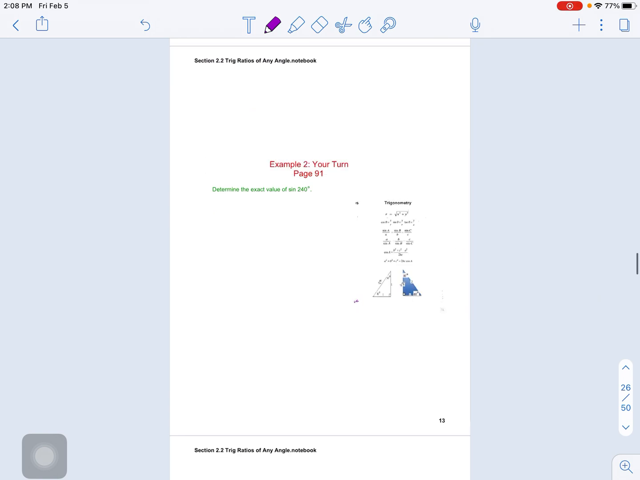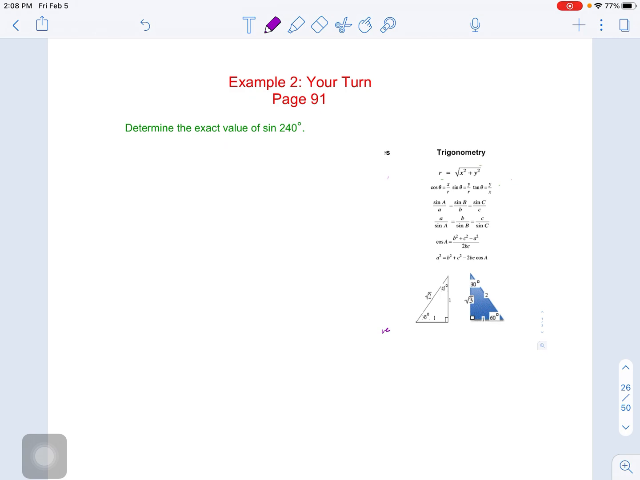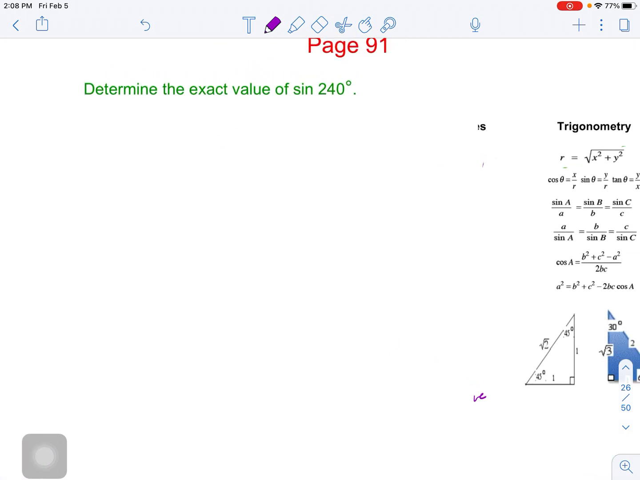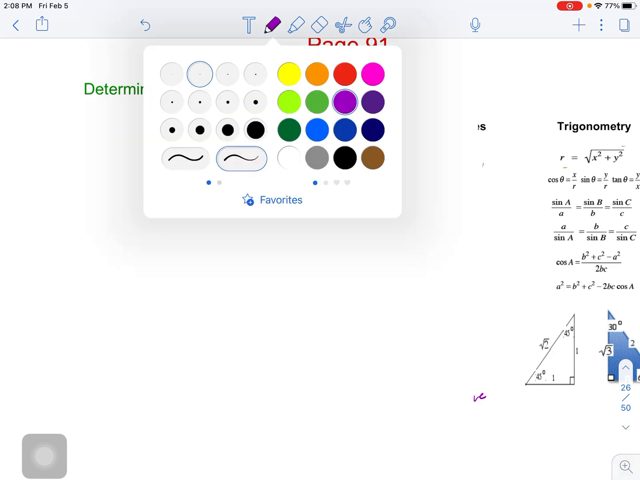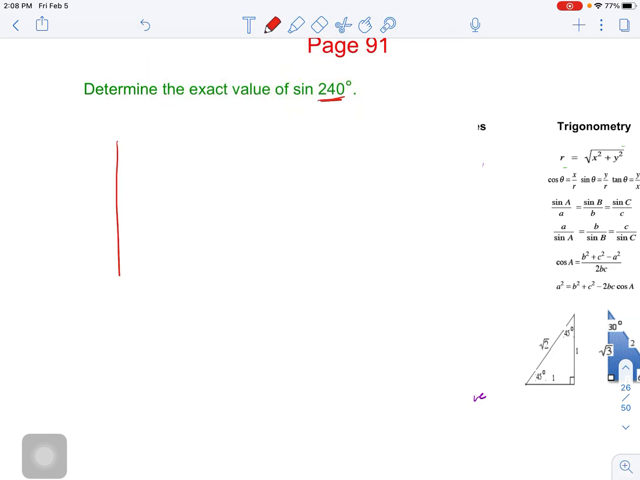So this one is very similar, but a little different because we're dealing with sine 240. So determine the exact value of sine 240. So as soon as you're given an angle, figure out where that angle lives. So just like before, we draw out our Cartesian plane. We got 0 degrees, 90 degrees, 180 degrees, 270 degrees, and 360 degrees. Now 240 degrees exists between 180 and 270. So I'm going to draw a line here that exists between 180 and 270.